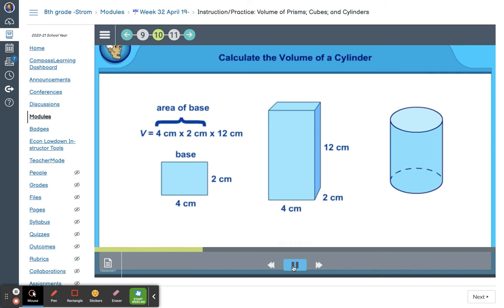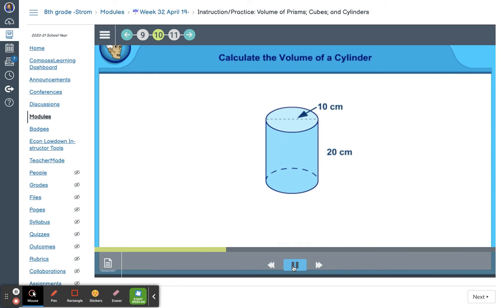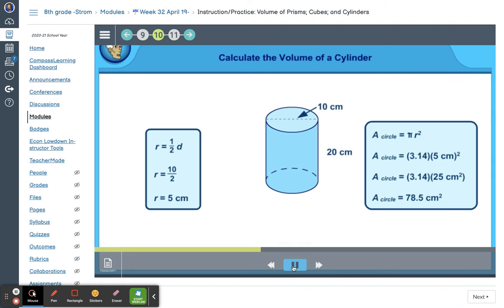Let's start by finding the area of the base of this cylinder. Recall that the area of a circle equals pi times the square of the radius. In this example, the area of the circle is 78.5 square centimeters. The radius is 5 centimeters. 5 centimeters squared is 25 square centimeters. This times pi is 78.5 square centimeters.